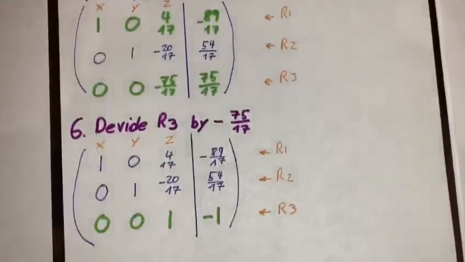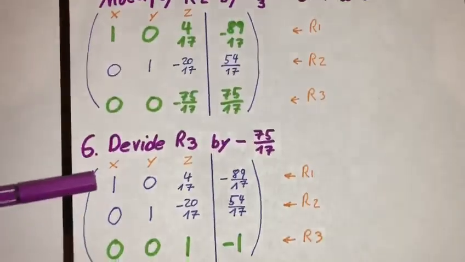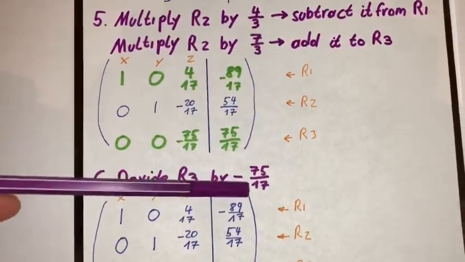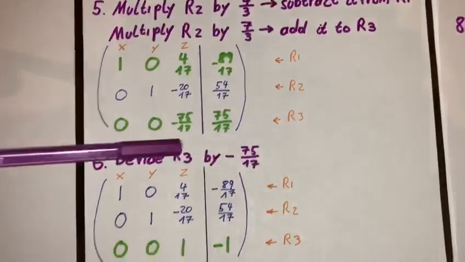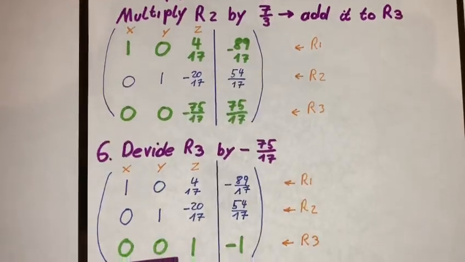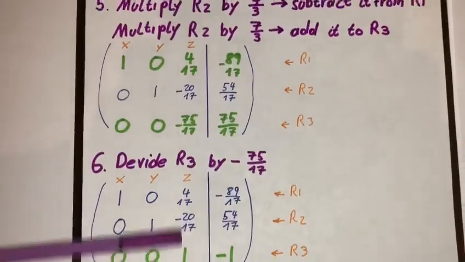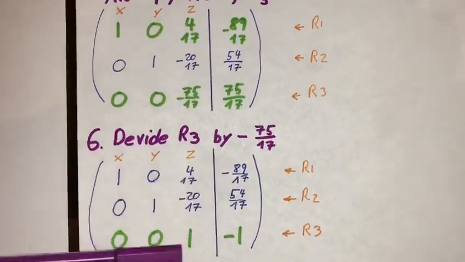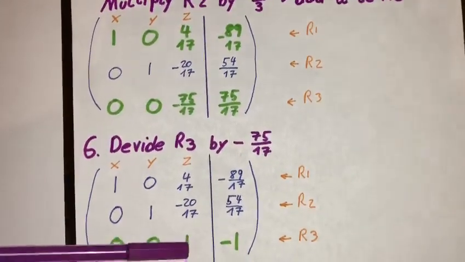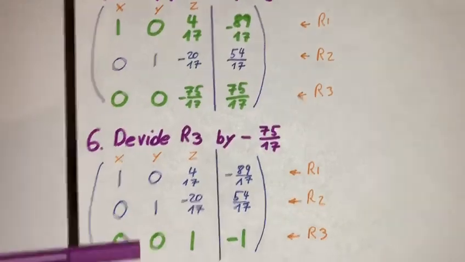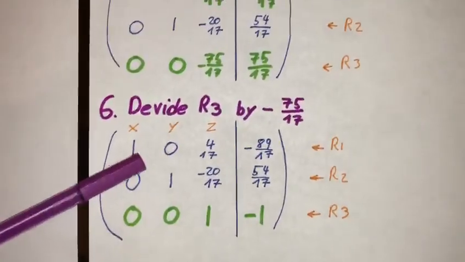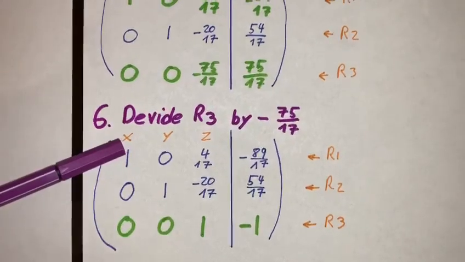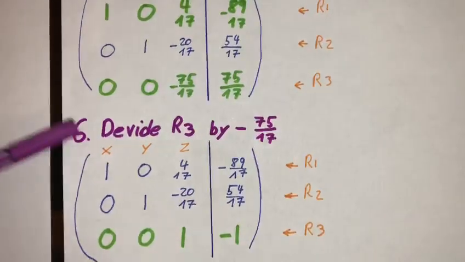The next step will be to divide row number 3 by 75 over 17. This will allow us to get to the value of 1 in the z column in row number 3. So what we can see here now is we have all 1s in the columns of x, y, and z. This is exactly what we want.